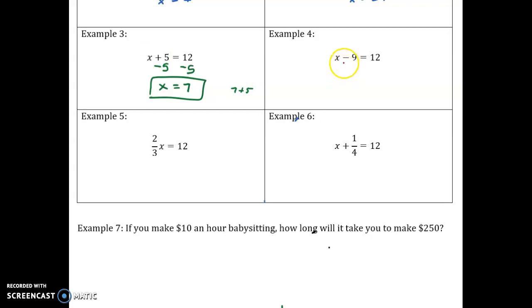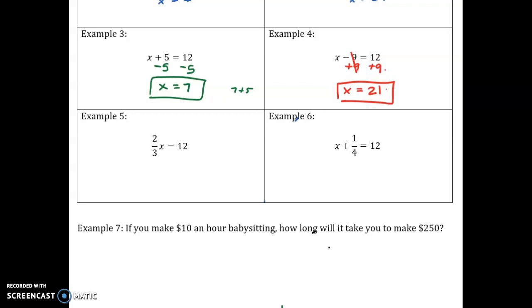This next one, example 4, has x minus 9 equals 12. The opposite of subtracting 9 would be adding 9. So to isolate x, I add 9 to both sides. 12 plus 9 is 21, and the 9's cancel. Again, we're always doing the opposite operation.